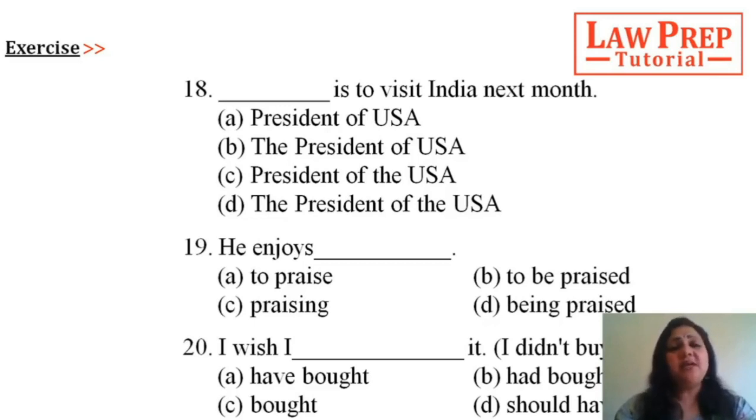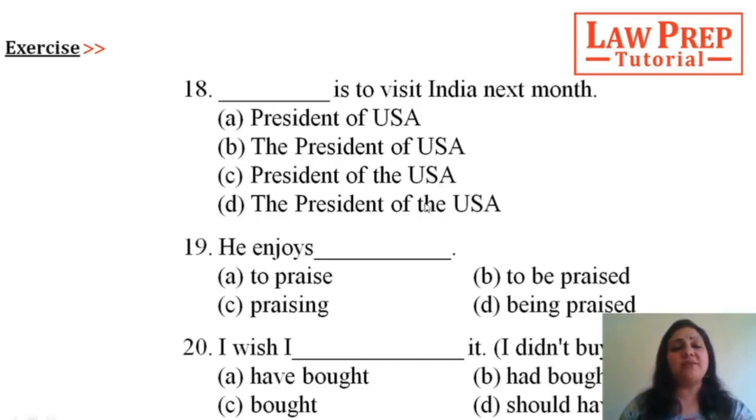Question number 18. Dash is to visit India next month. Now, president is a higher post, so you would have the president. So the first thing you would eliminate is choice A and C. Which choices would you eliminate? A choice and C choice. Now you're left with B and D choice, right?